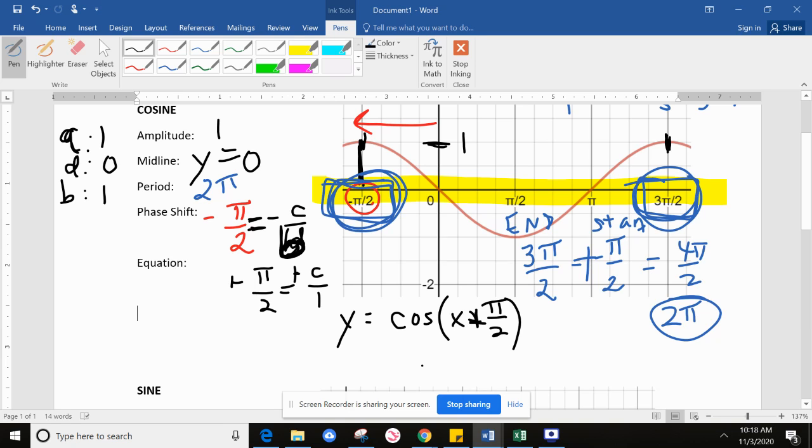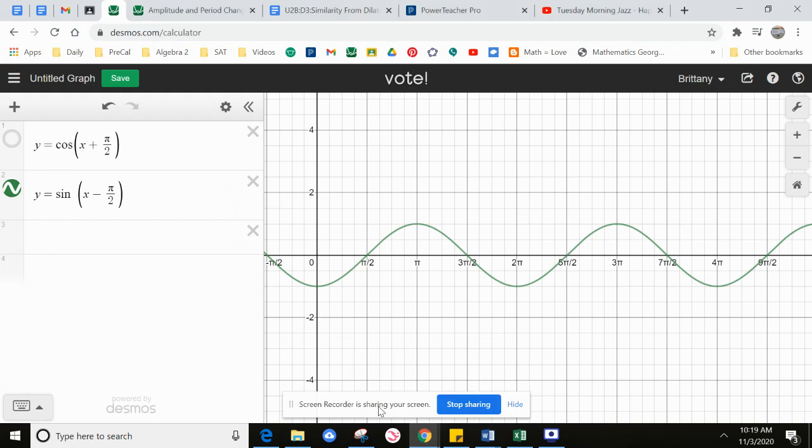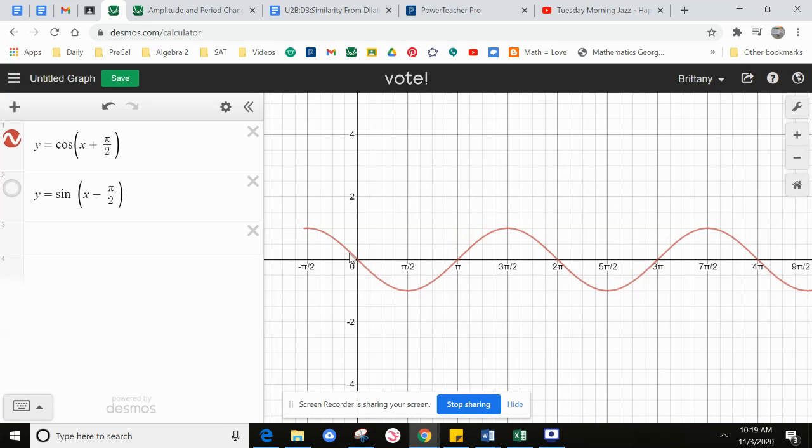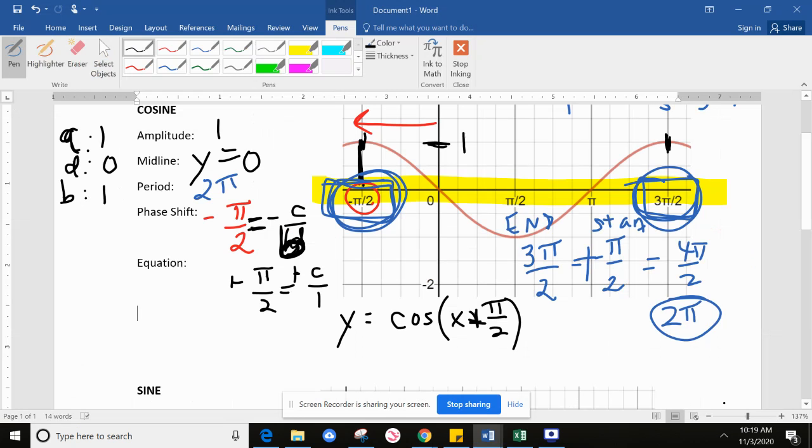All right, so let me pop over to Desmos and I'll show you what it looks like. Here it is, right here. Okay, so you can see that we start at negative pi over 2. We've shifted left, still a period of 2 pi. Everything's relatively the same. So we just really need to make sure that we understand how to get that C value, which is what I'm guessing is going to be a problem.